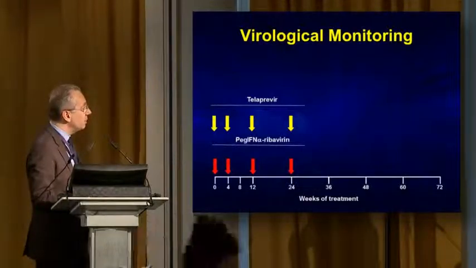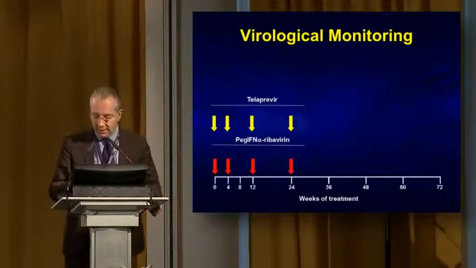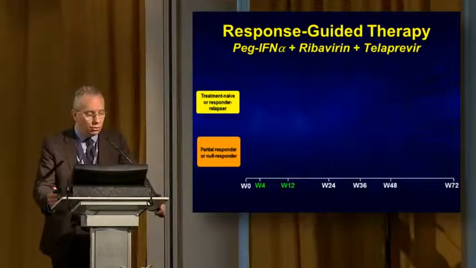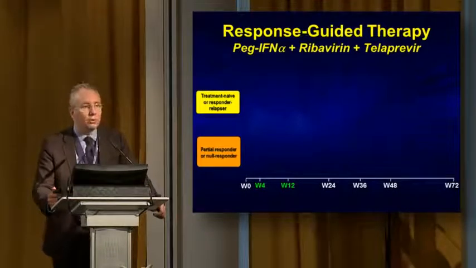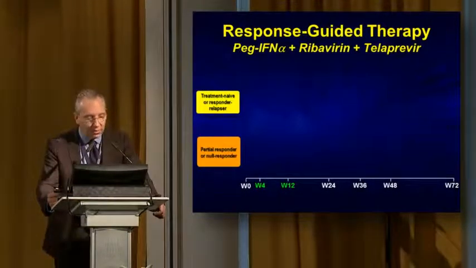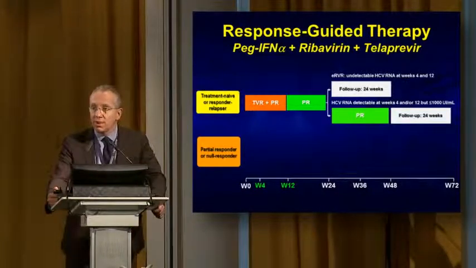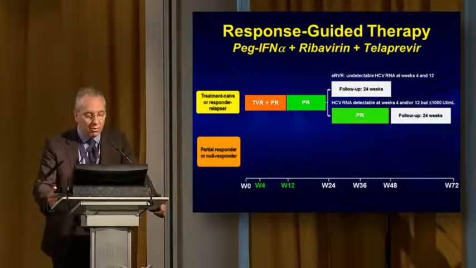Baseline assessment, week 4 assessment, week 12 assessment, week 24 assessment, and then the indication of therapy is here. Two groups of patients: treatment-naive or responder-relapsers on the one hand, partial responders or non-responders on the other hand. If you look at the treatment-naive or relapser patients, they will have response-guided therapy. This means that they will be treated for 12 weeks with a triple combination of interferon, ribavirin, and telaprevir. This will be followed by 12 weeks of interferon ribavirin alone.